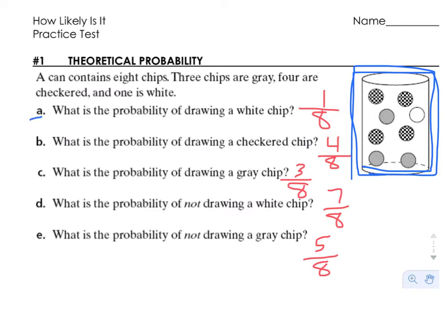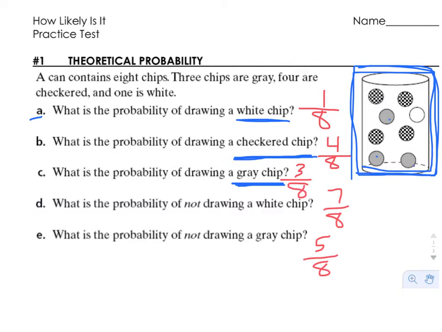There are 8 total chips in this container. Problem A, I'm looking for how many of them are white. So 1 out of the 8 chips in that section are white. Therefore, my probability is 1 out of 8. Letter B, I'm looking for checkered chips. Again, I still have 8 total chips, and I'm counting up the number of checkered chips in there. I have 4 out of the 8 checkered chips. Letter C, I'm looking for gray chips. Again, nothing has changed. 8 total chips. 1, 2, 3 of which are gray.